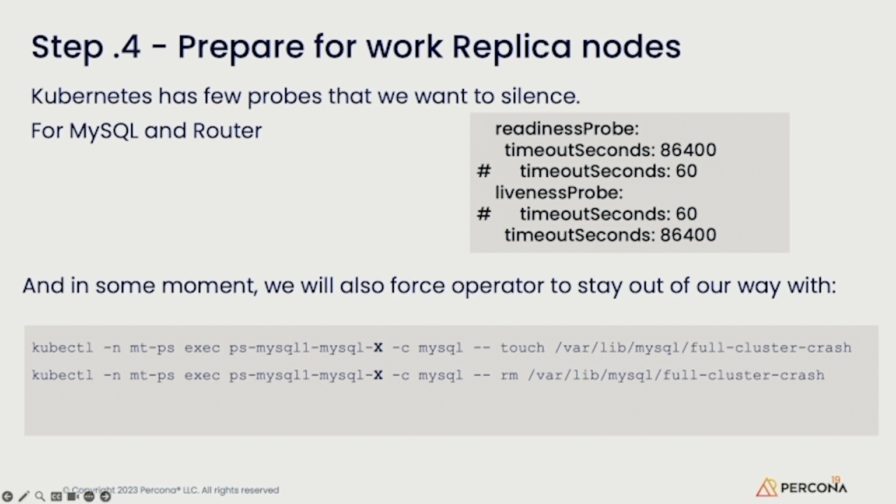And then we have a special file that can be created in the directory where the data for MySQL is stored for the replica nodes. For the operator, that file mainly means: hey, don't worry about it, just stay away from me. The action to create this is a kubectl exec command that connects to this pod and creates the file. And in order to remove it, you provide a command to remove.